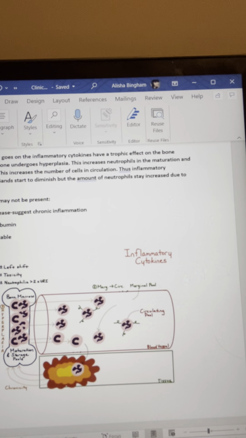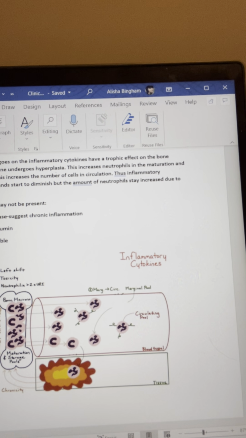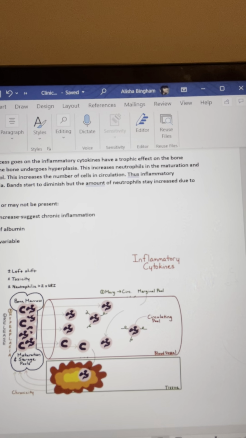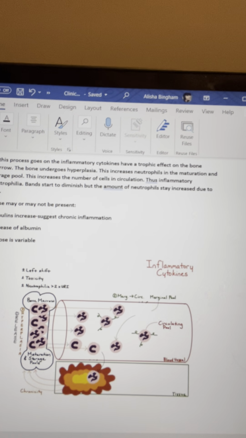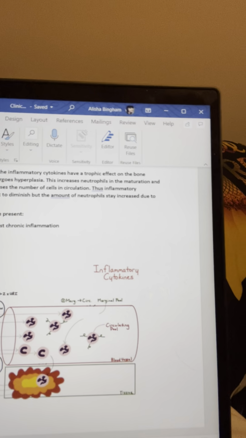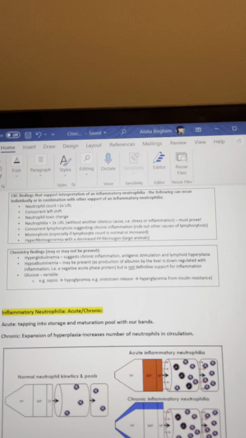Bands start to diminish, but the neutrophils stay increased due to this. These may or may not be present: the globulins increase, and the decrease of albumin and glucose is variable. So the CBC findings for this one are a neutrophil count greater than twofold, a concurrent left shift, and neutrophil toxic change.